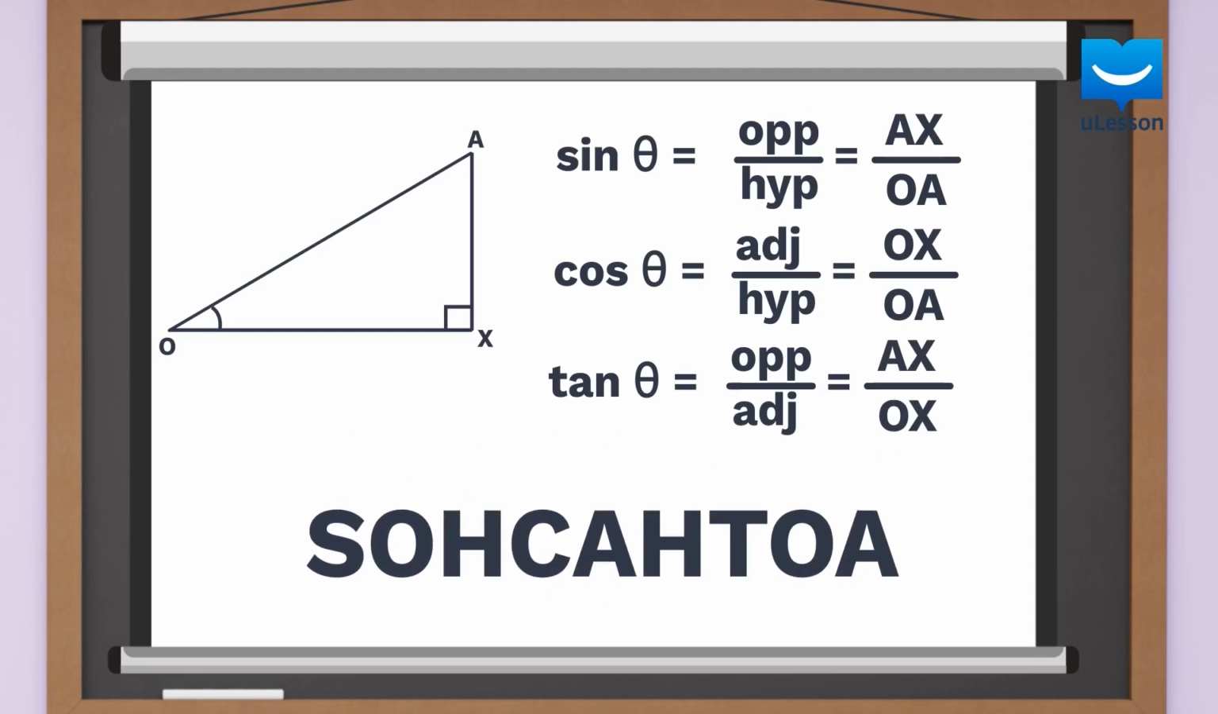We have seen the sine, cosine, and tangent of acute angles in this lesson. We will be moving to the sine, cosine, and tangent of obtuse and reflex angles in subsequent lessons. See you there.